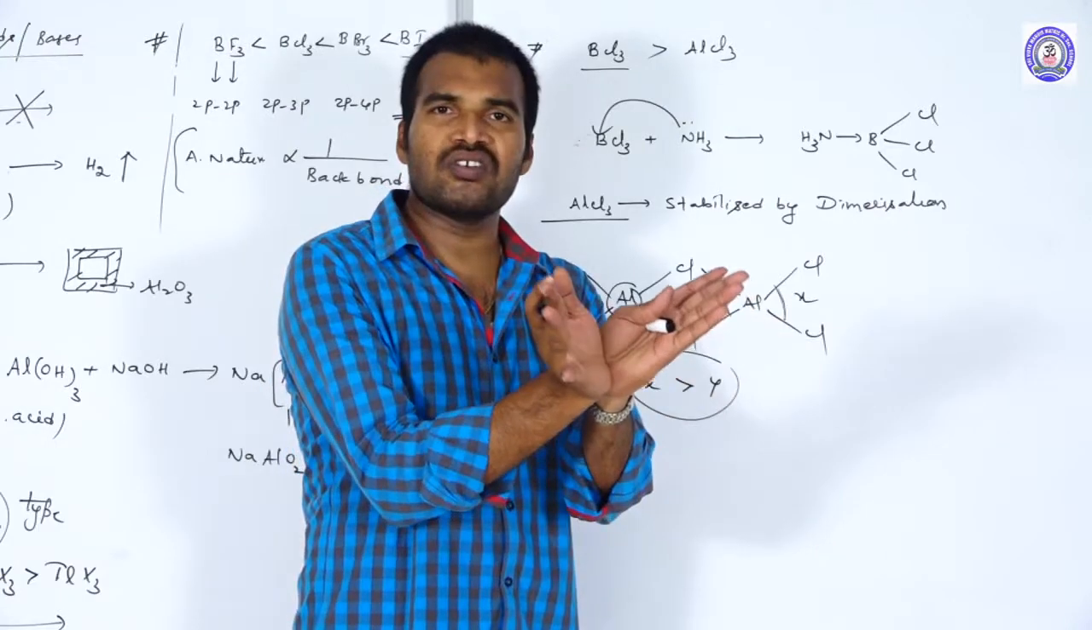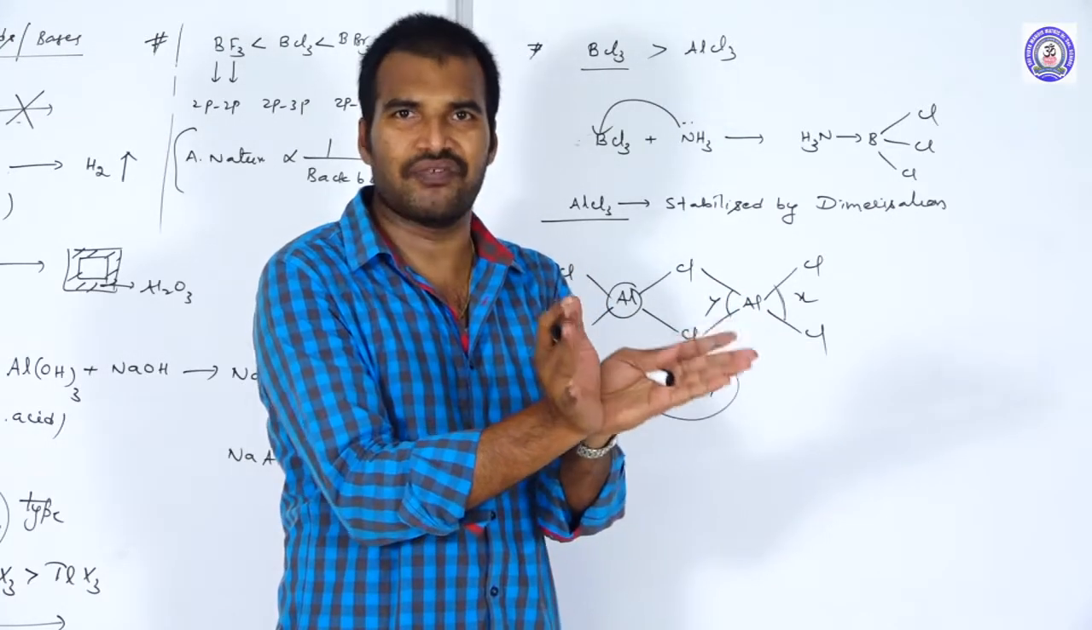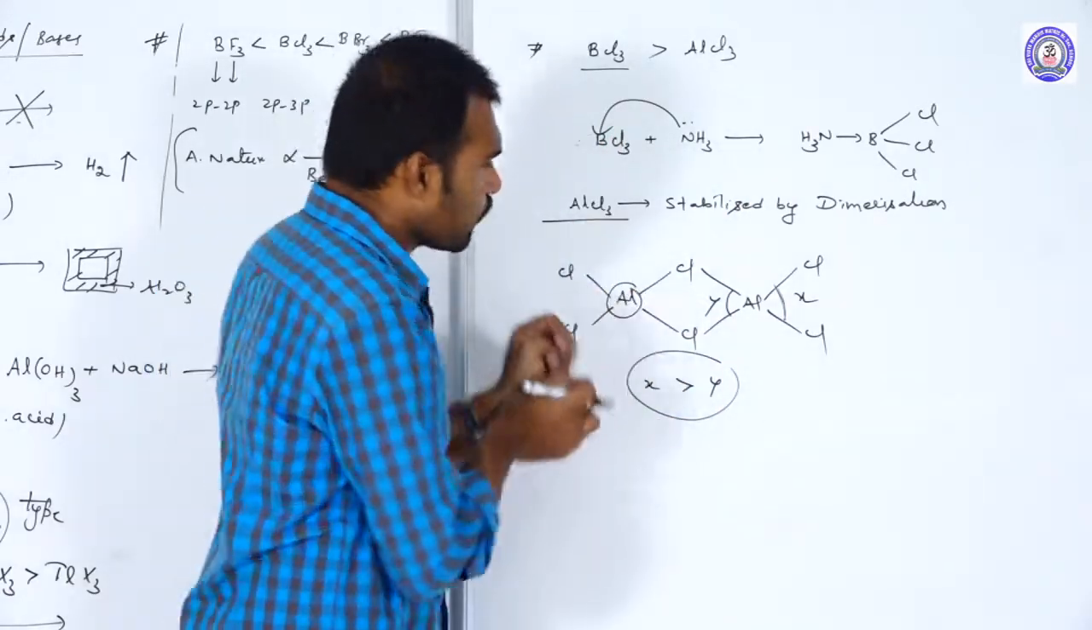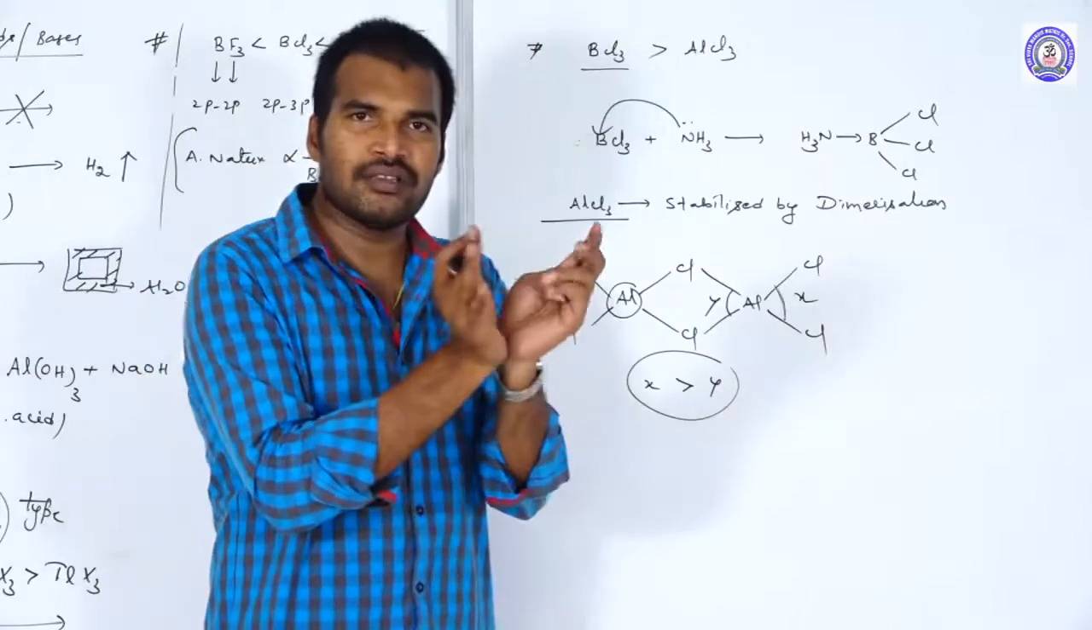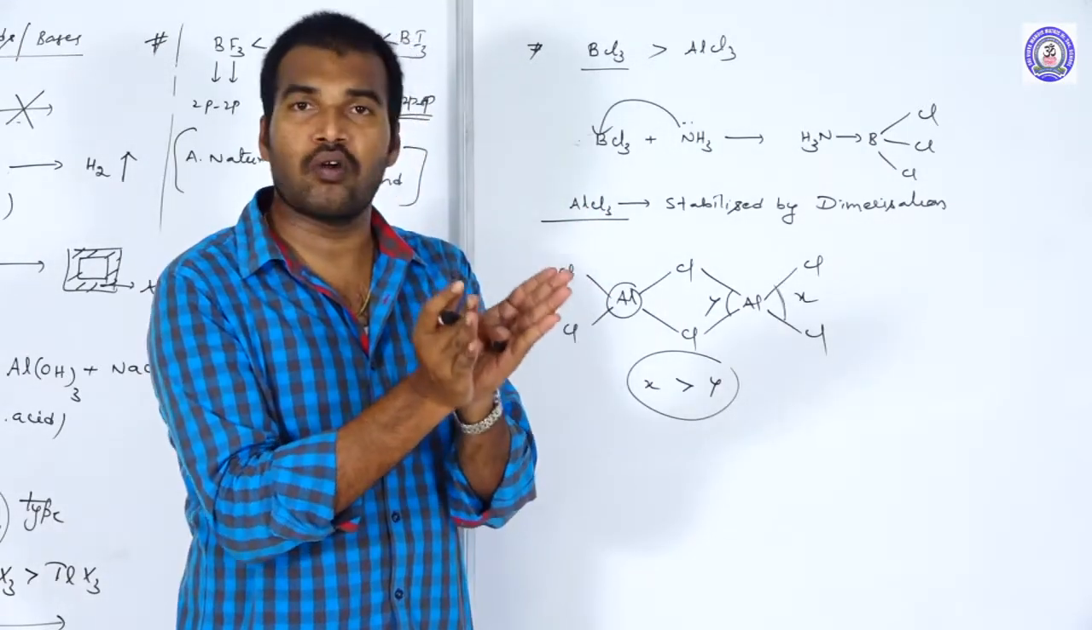Because the terminal bonds are free. They can easily move from one place to another. Because of this freedom, the bond angle is very high. Whereas in the case of bridge bonds, what happened? They are constrained, they are fixed. Because of this, the bond angle is less.